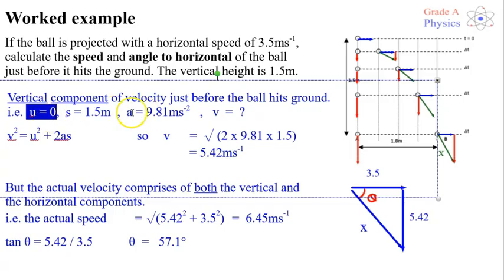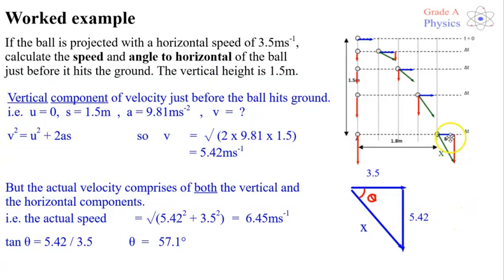The distance is 1.5, the acceleration we know. We're trying to find v. Okay, so v squared equals u squared plus 2as. Make v the subject. u is 0, really important. We can calculate v, the length of this red arrow, which is 5.42.